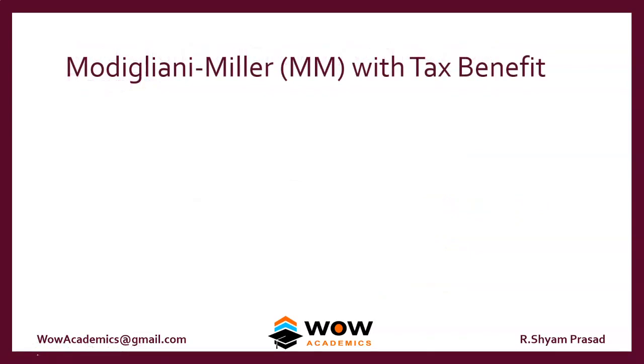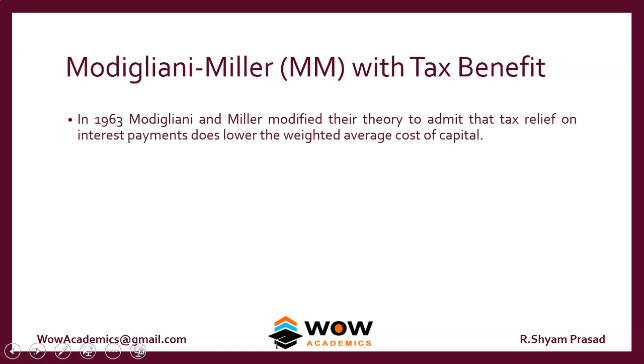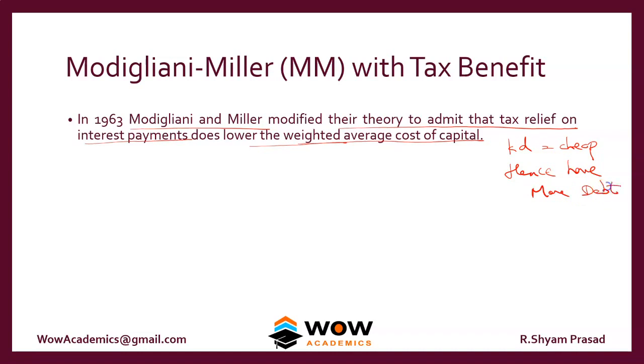The same approach with tax changes totally. In 1963, Modigliani and Miller modified their theory to admit the tax relief on interest payments. Now they feel that if interest acts as a tax benefit, then that cheaper cost of funding should be used heavily when compared to equity. So they feel that should actually lower the WACC. KD is cheap, hence have more debt. That's what this second theory states.